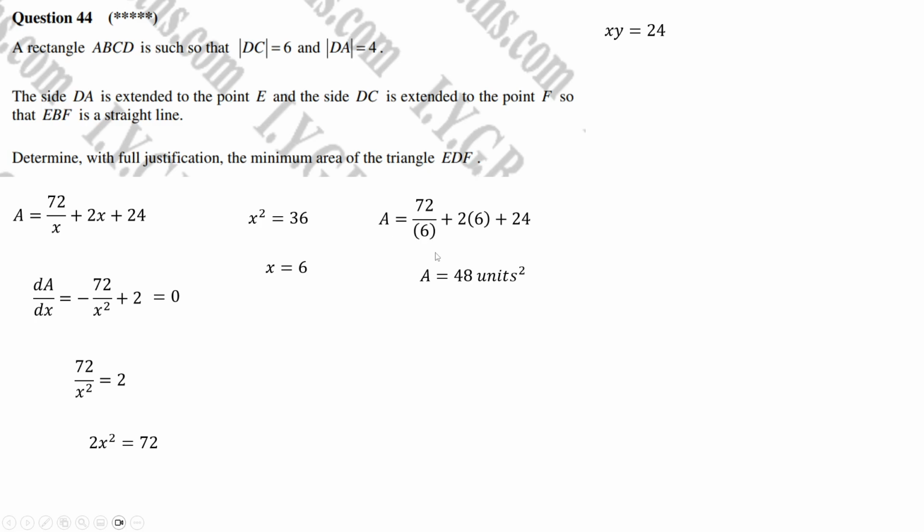72 over 6 is 12. 2 multiplied by 6 is 12. 12 plus 12 is 24. 24 plus 24 is 48.